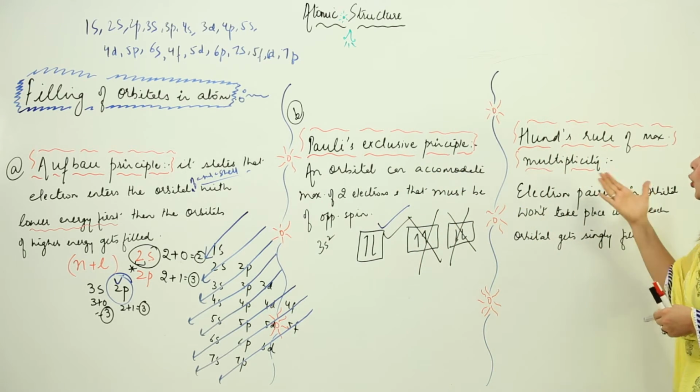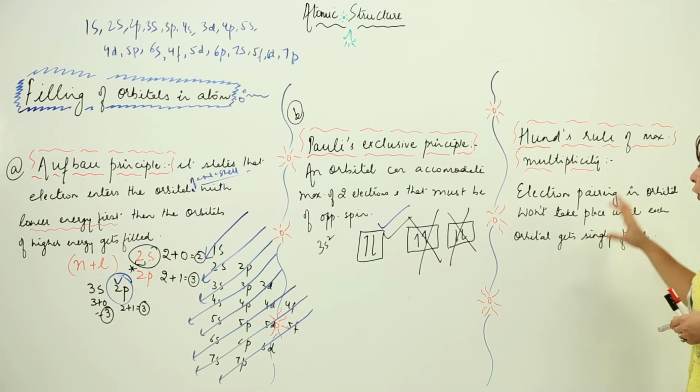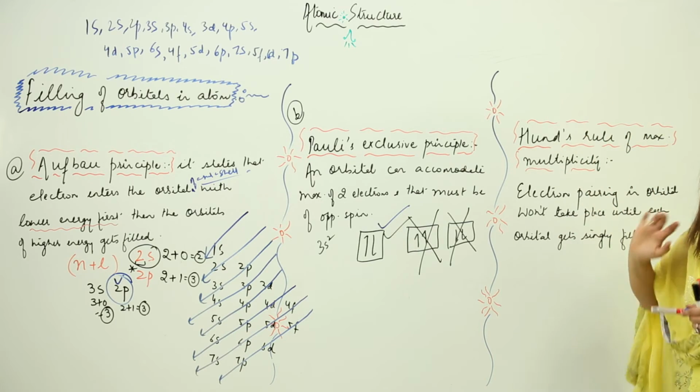The third rule is Hund's rule of maximum multiplicity. What does this actually state? I will just explain it with an example, then we will come to the definition.